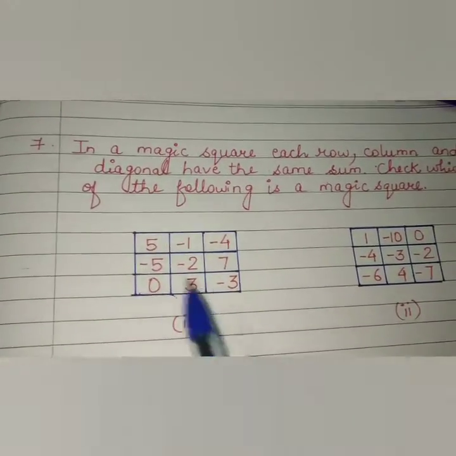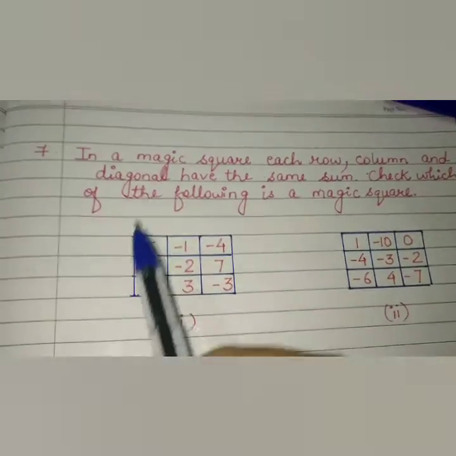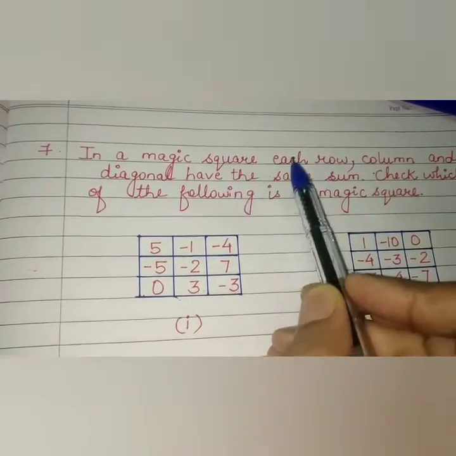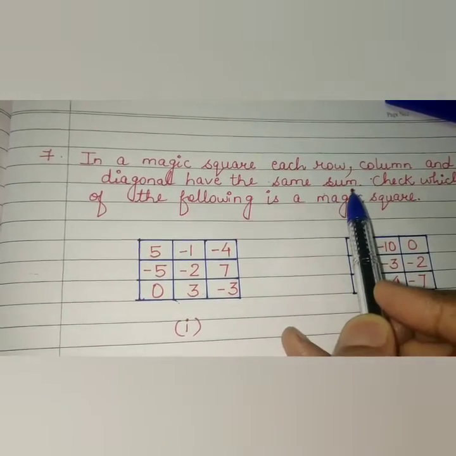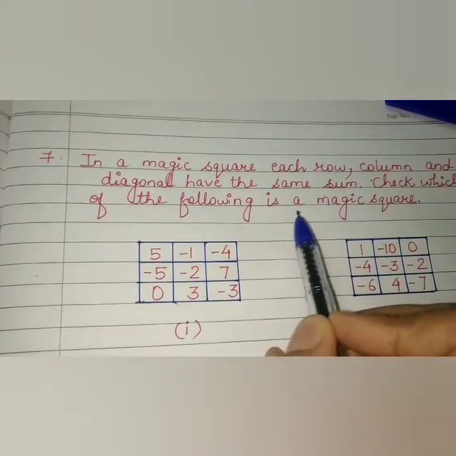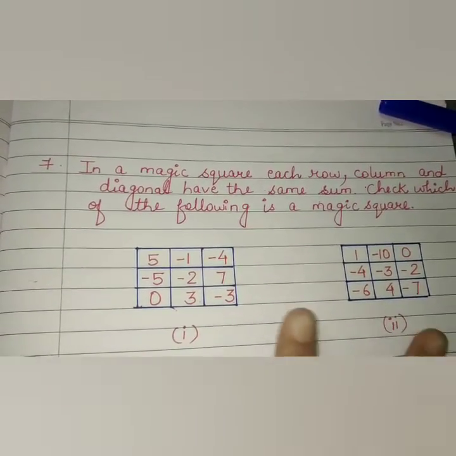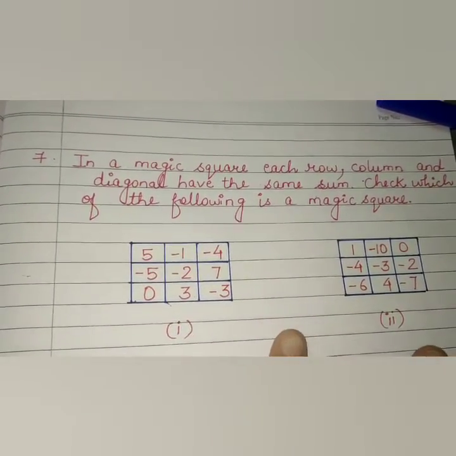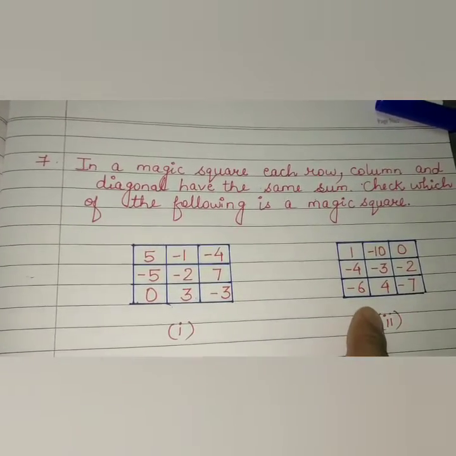Okay, now question number 7 from exercise 1.1. In a magic square, each row, column and diagonal have the same sum. Check which of the following is a magic square. Now you can find out there are two squares. You have to find out whether one is a magic square or two is a magic square.